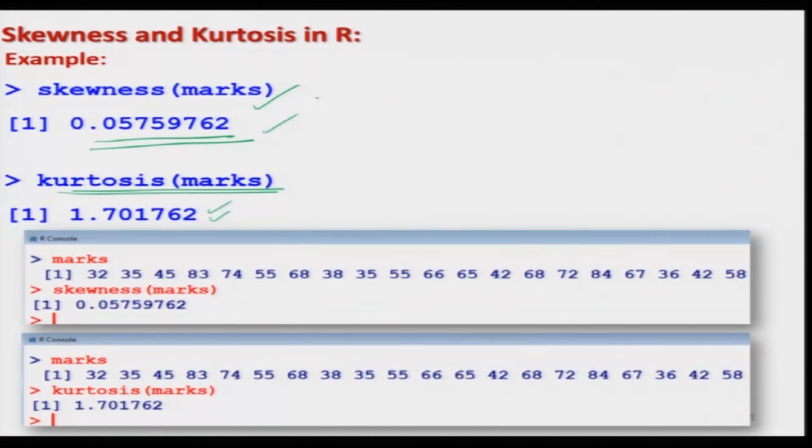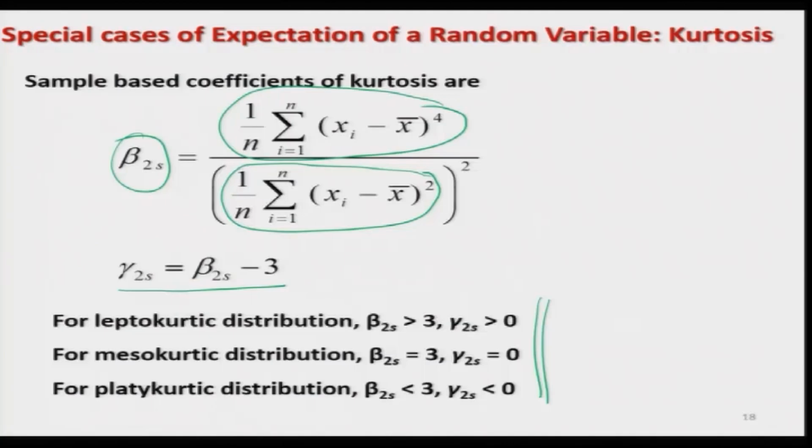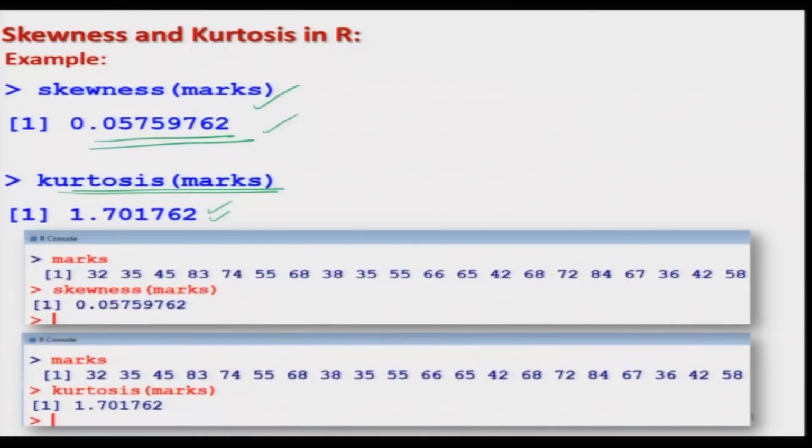So, now using the rules that you have learned, you can take a proper conclusion whether your distribution is positively skewed, negatively skewed, or leptokurtic, mesokurtic, platykurtic, whatever you want. And these are the screenshots of the same operation. But now let me show you these things on the R console. So, let us come to the R console.